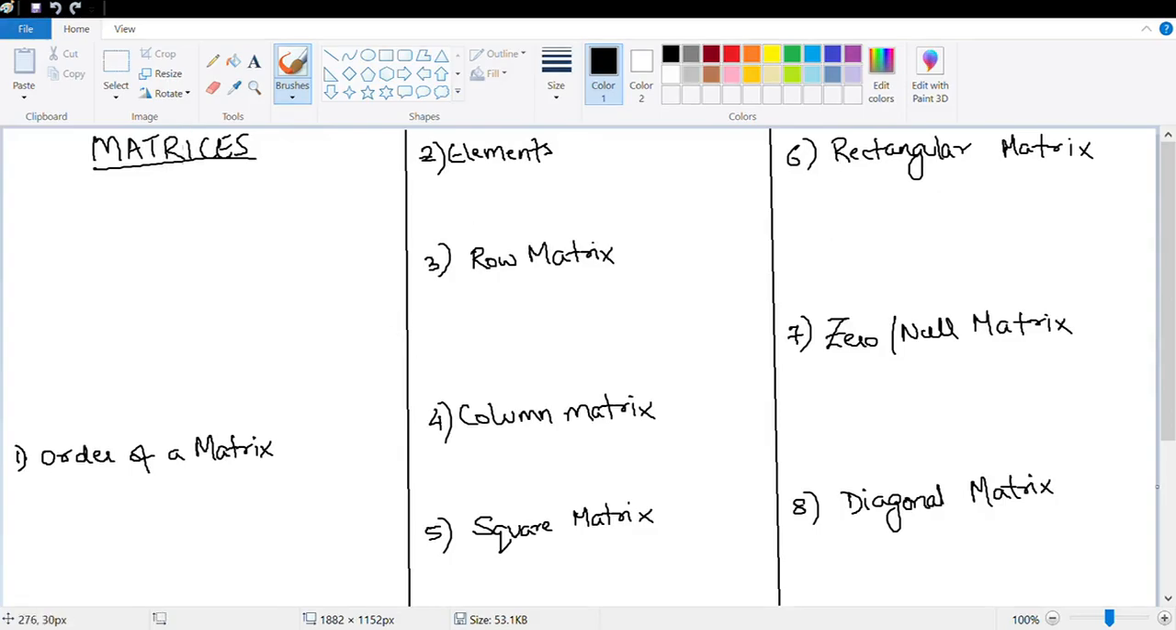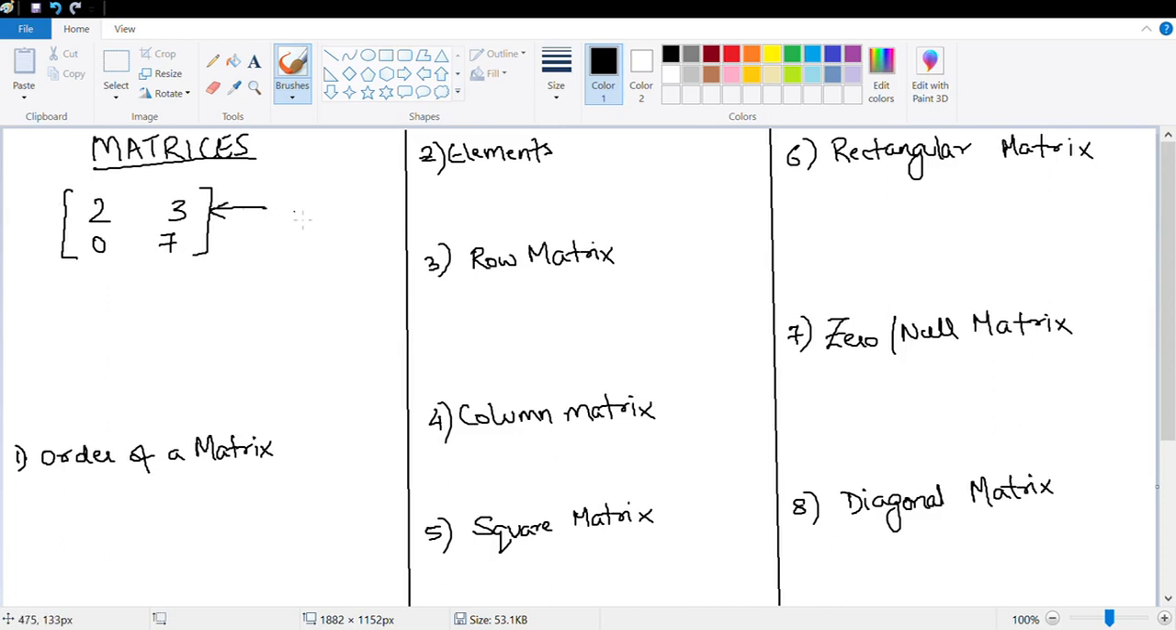It's called matrices. Now what is a matrix or a matrice? It's basically a rectangular arrangement of numbers. It is written inside brackets. So for example, 2, 3, 0, 7.